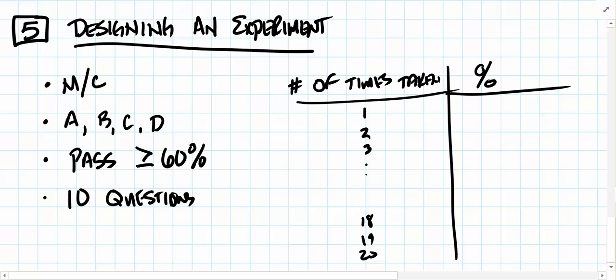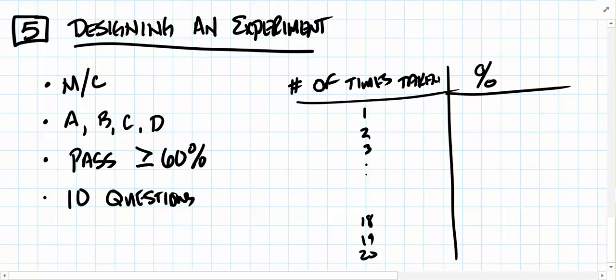60%, okay? So I'm going to show you how you can design this experiment using your calculator. I'll do the first couple for you. I'll do the first 3 with you. You guys do 20. It's very, very quick because our calculator can simulate this for us.